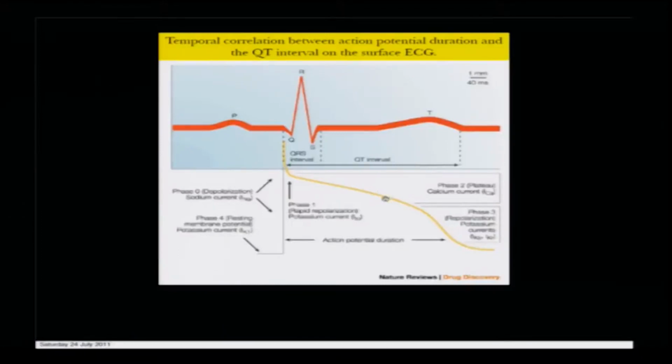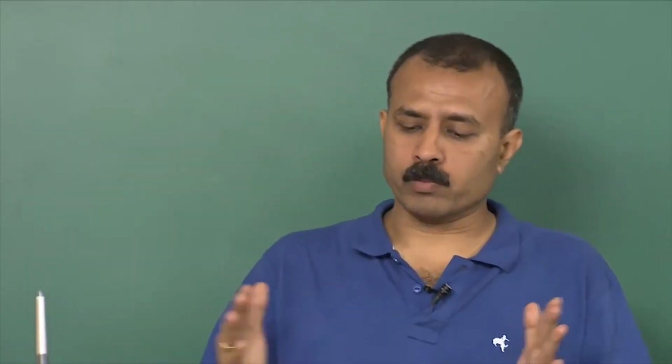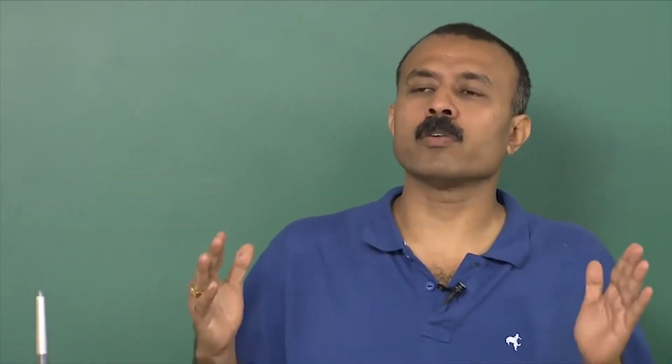But mind it, there is no functional relationship as such. You cannot really look at this and make any prediction about it. This is just to give you a temporal correlation, the time window of an action potential and an ECG trace, how close or how far away they are from each other in terms of time. That is it.